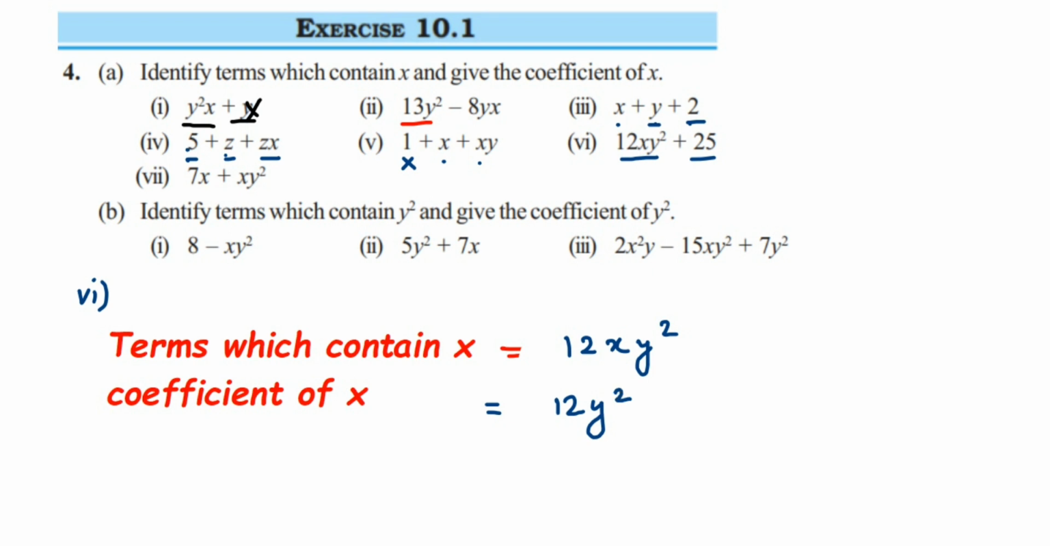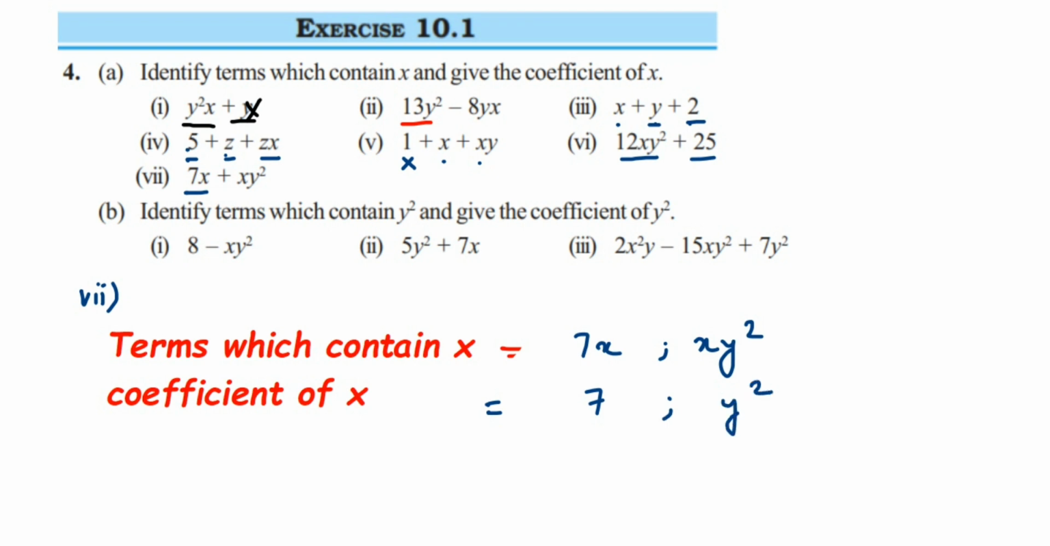The next one, the seventh one. We have 7x plus xy square. There are two terms which contain x. One is 7x and the second one is xy square. The coefficient of x here is 7. So 7 becomes the coefficient here. And the second one, xy square. Apart from x, y square is present. So y square will be the coefficient here.